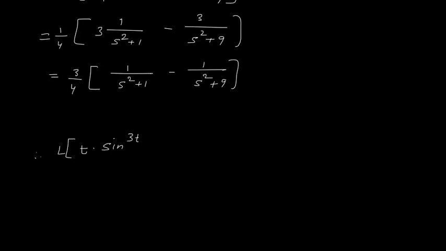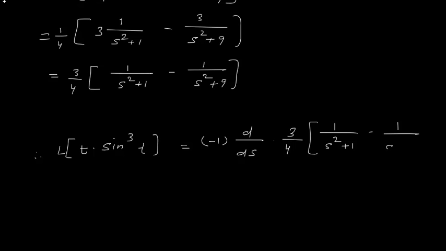Now when I say t into sine cube t, I will use the effect of multiplication by t. It is minus 1 into d upon ds into, here I have 3 upon 4 into 1 upon s square plus 1 minus 1 upon s square plus 9. So this is equal to minus 3 upon 4, I will take out.